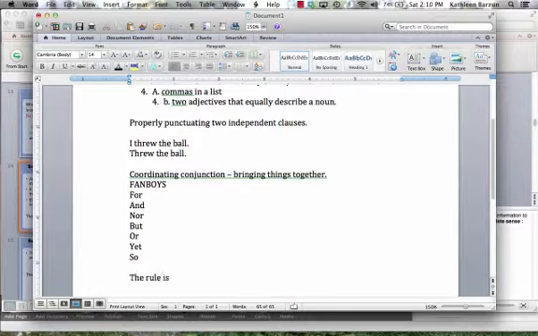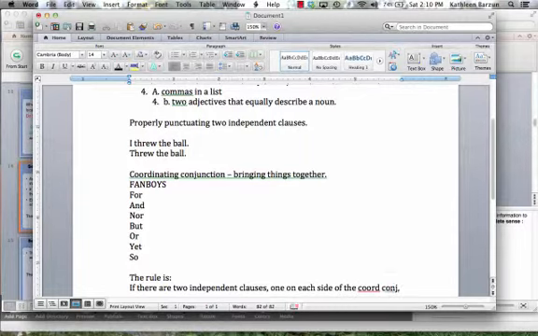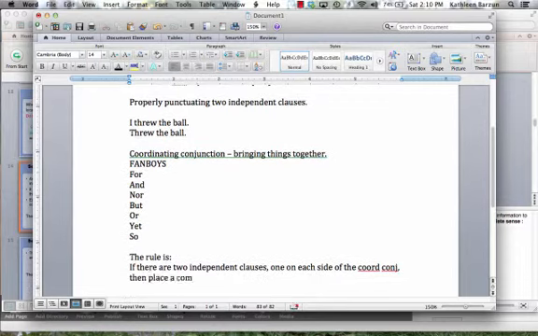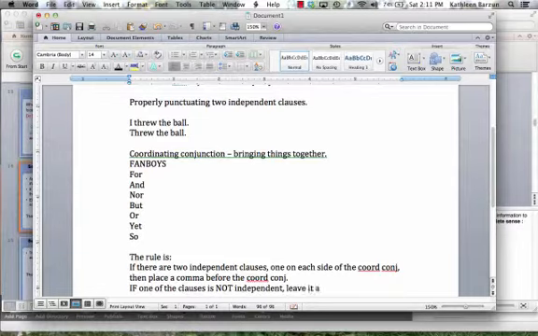And the rule is, if there are 2 independent clauses, one on each side of the coordinating conjunction, then place a comma before the coordinating conjunction. If one of the clauses is not independent, leave it alone. And that's it. That's the rule.